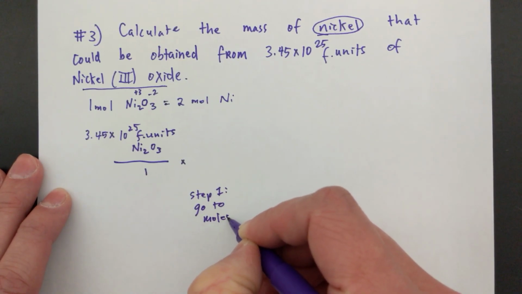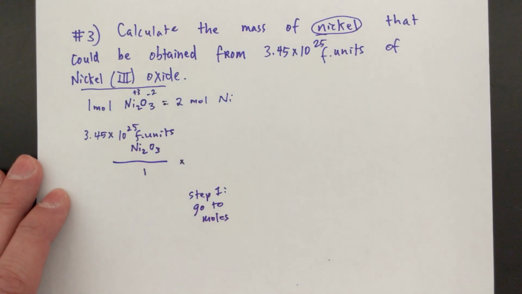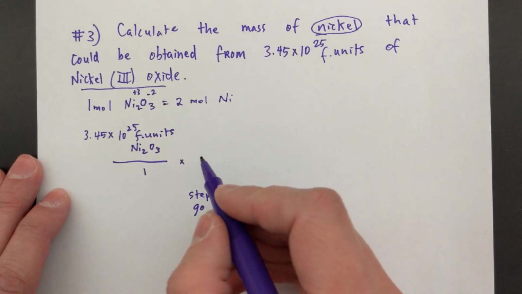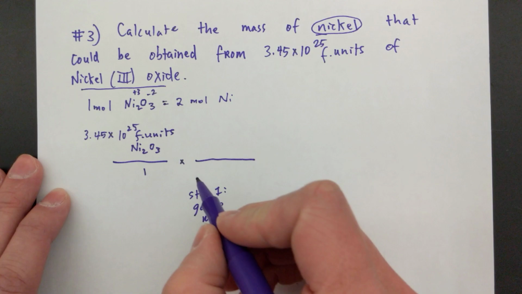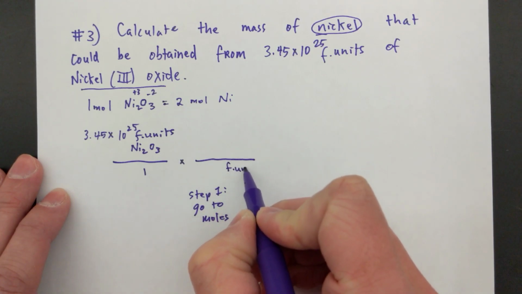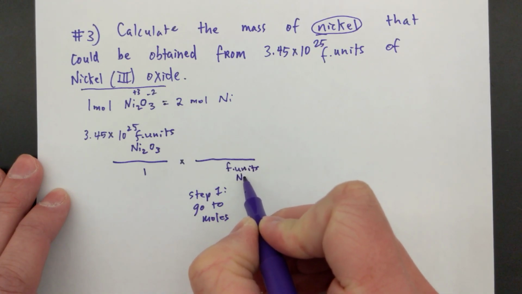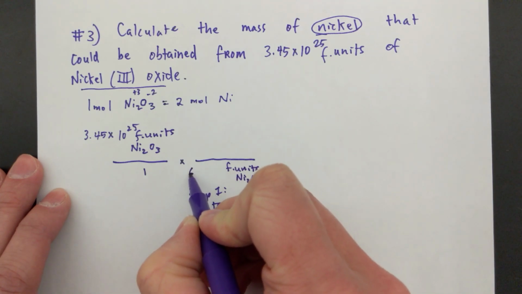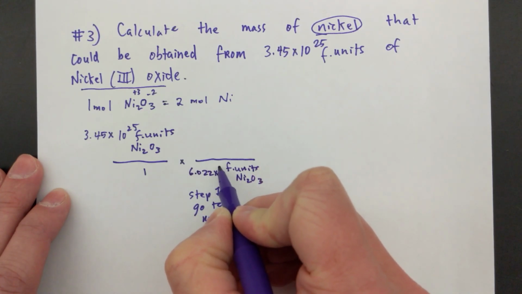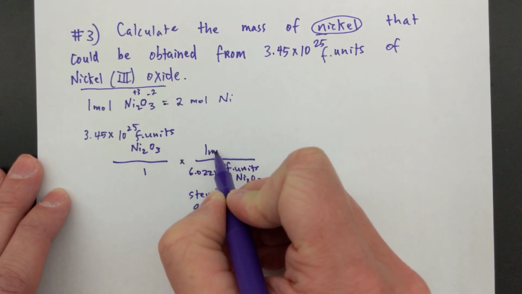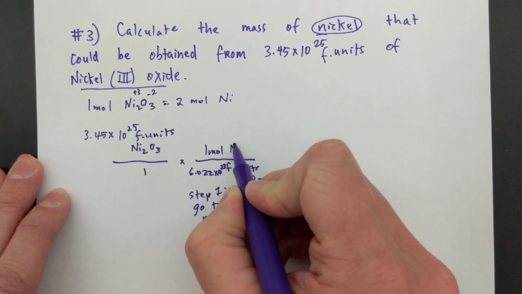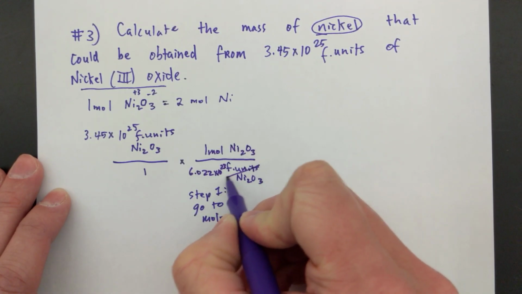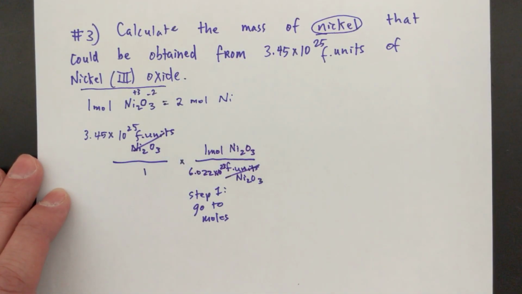Moles is that universal unit that we're going to be able to use to compare nickel 3 oxide and moles of nickel. So if I'm going to go to moles, I see formula units here. I know that to cancel out formula units, I'm going to need Avogadro's number over 1 mole. That's going to cancel those 2 units.